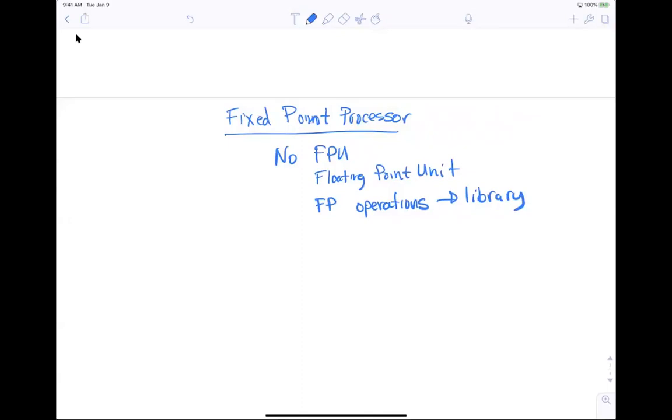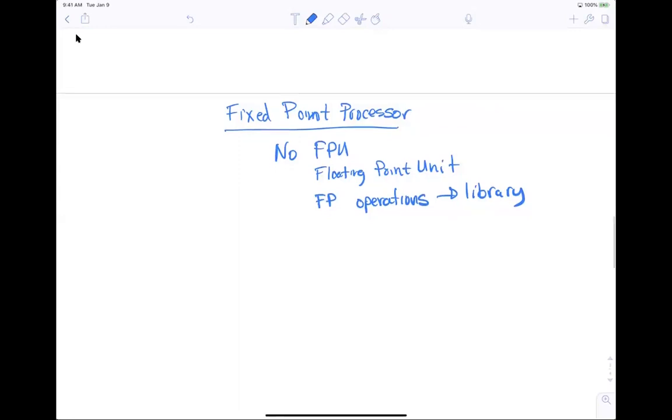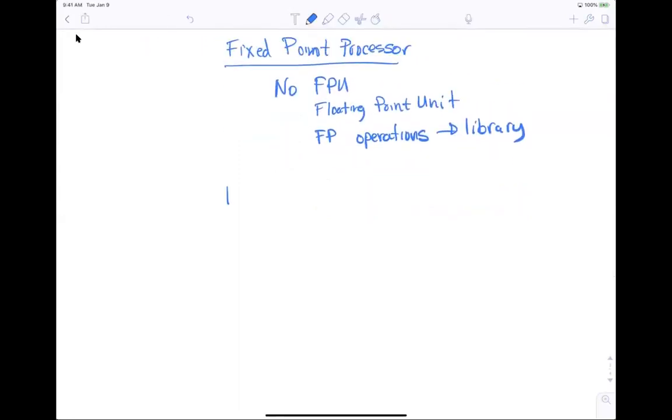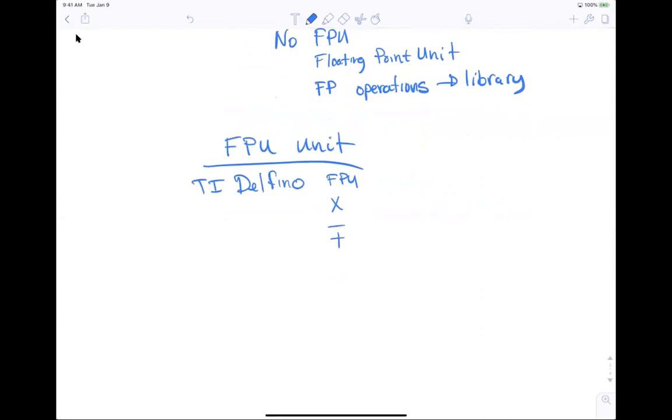Because in fixed point, most of the instructions, like a multiplication, will be one cycle, and an addition or subtraction will be one cycle. It won't be for floating point. It'll be multiple instructions to do that type of math. So when you have a processor that has an FPU, for instance, I'm just using this as an example because I know they have it in the Delfino, and we use a lot of TI Delfinos here. This has an FPU, and it has multiplication, subtraction, addition, division.